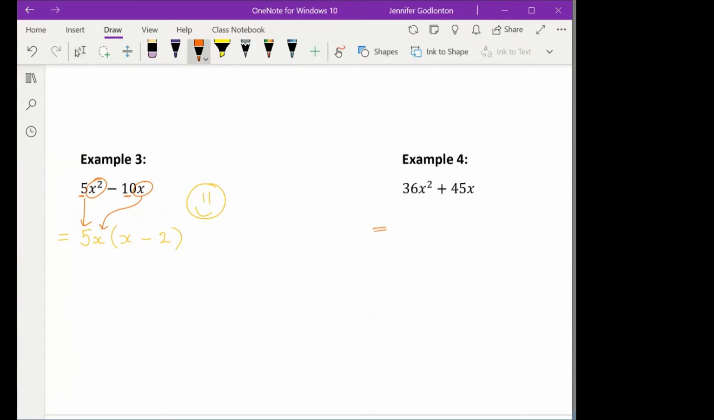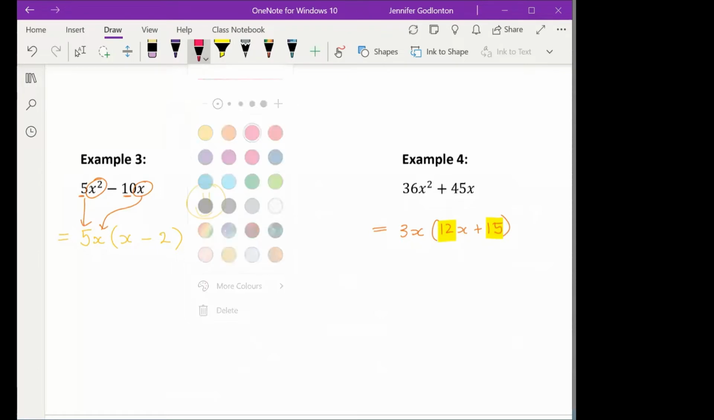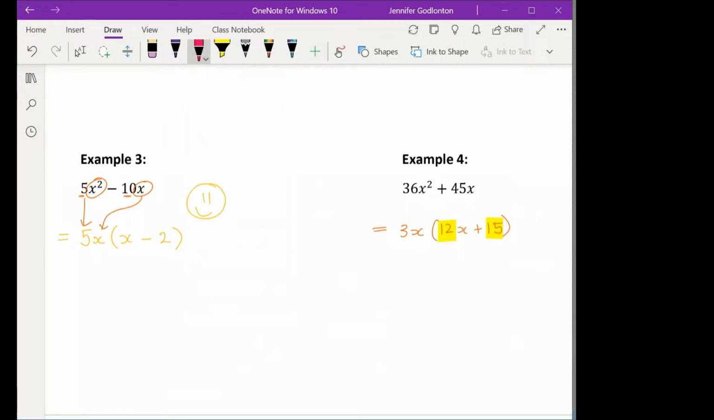Ma'am, the common factor I got was 3x. Okay, I'm going to take it out, but I'm going to show you something now, but keep on going. Then 12x plus 15. Okay, so your x is beautiful, but the problem is if we look at these numbers here, is there a number that could still go into 12 and 15? Yes, ma'am. 3, ma'am. Yeah, so that means I didn't take out my highest common factor. I took out a factor, but not my highest one. So what do you think the highest common factor would be?